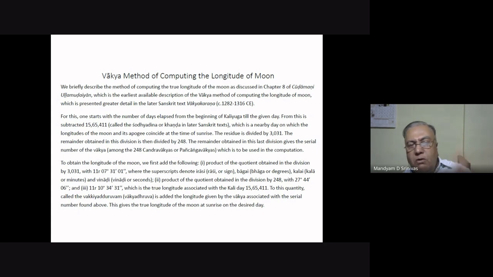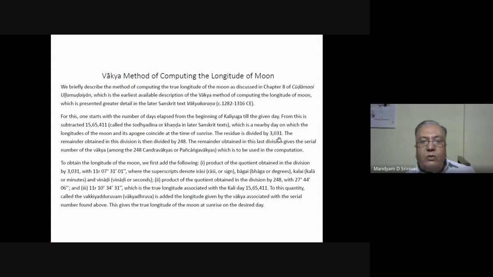When Chudamani Ullamudiyan was being written, he was living at some time around Kali Dina 15 lakh 70,000. So they subtract 15 lakh 65,000, and only 3-4,000 remain. That is a day on which the moon and the apogee were together at sunrise. So this number is to be subtracted because we know that on the day when the Kali Dina was 15 lakh 65,411, the moon and the apogee were together. So subtract this.